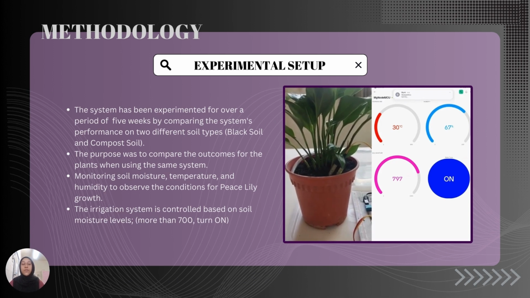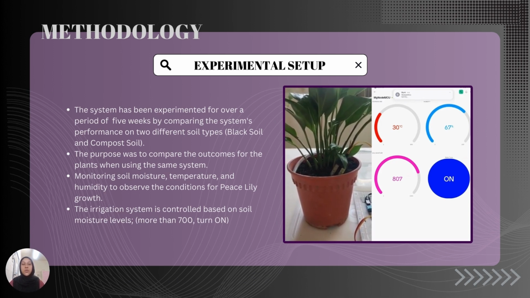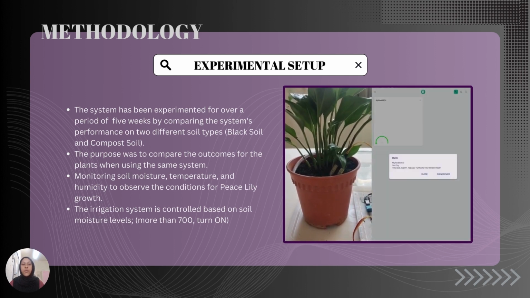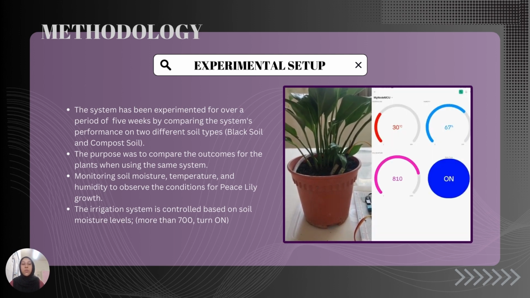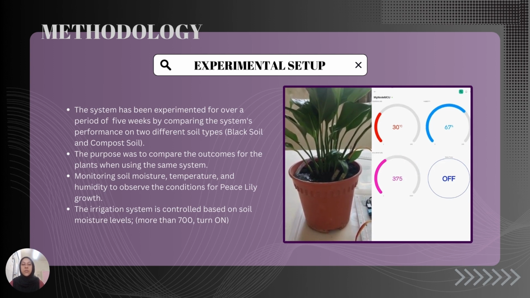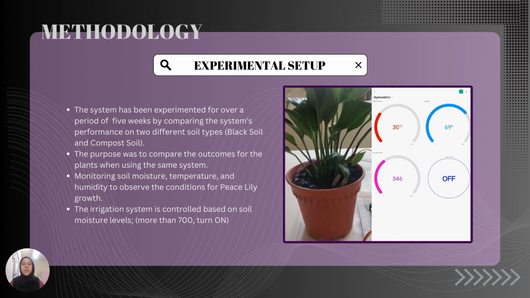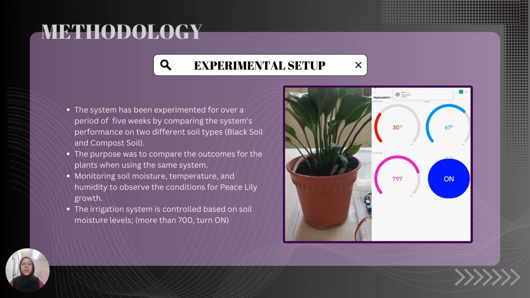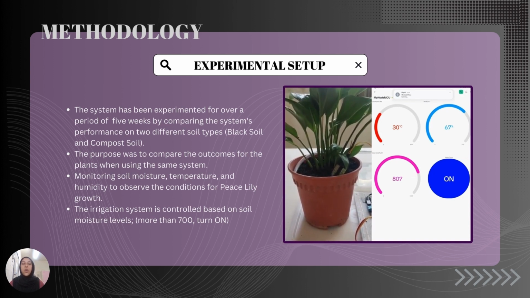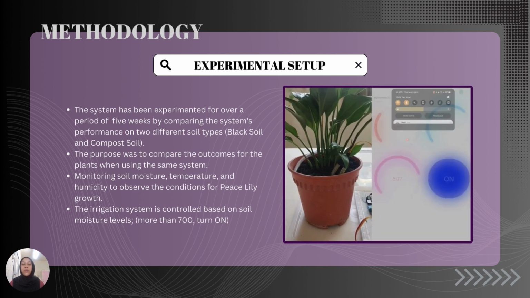Next, methodology for the experimental setup. So this system has been experimented for over a period of 5 weeks by comparing the system performance on two different types of soil, which is black soil and compost soil. So the purpose was to compare the outcomes for the plants using the same system. So in this system, it is used to monitor the soil moisture level, temperature, and humidity to observe the conditions for peace lily to grow.